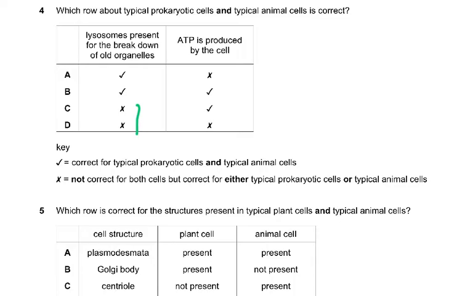Animal cell, ATP is produced by the cell. Please remember prokaryotes also produce ATP. They may not have mitochondria, but they have respiratory enzymes which will produce ATP because ATP is absolutely essential for living cells. Bacteria is a living cell, it divides by binary fission, it definitely needs ATP. So question number 4, the answer is C.